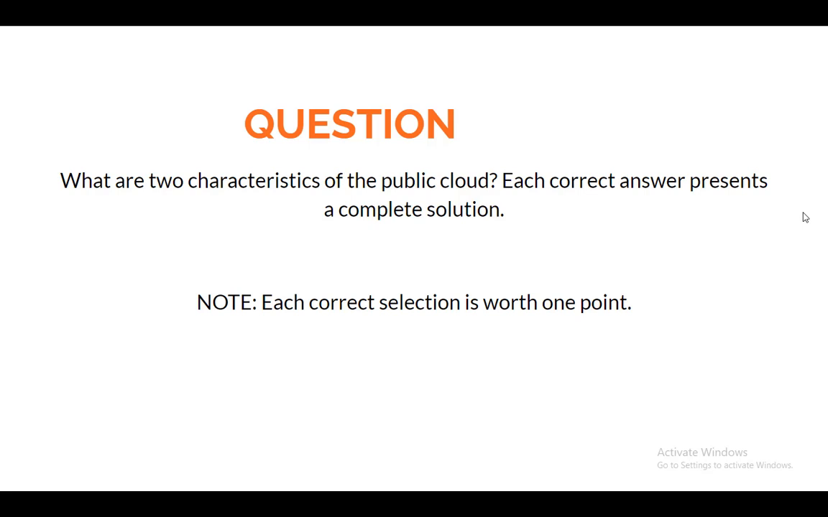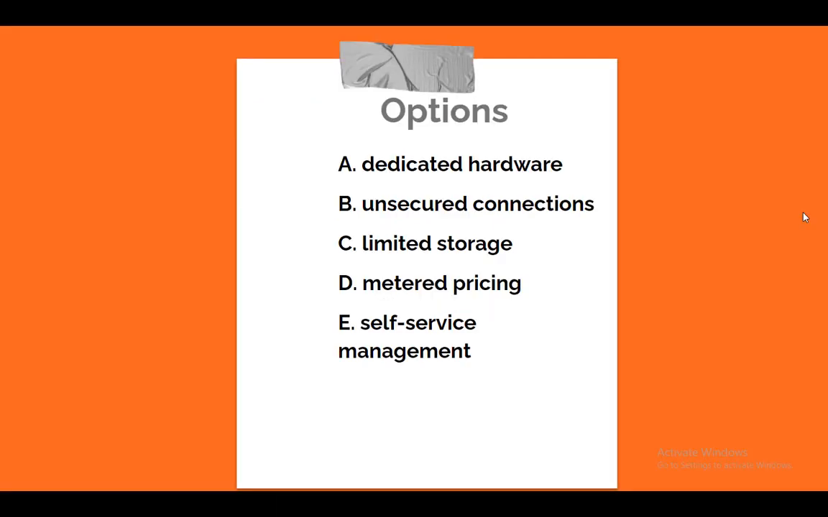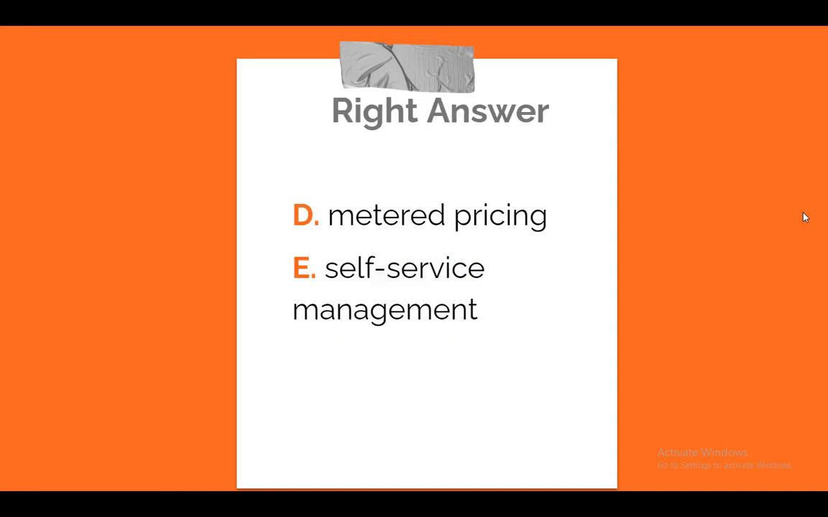Next question. What are 2 characteristics of the public cloud? Each correct answer presents a complete solution. Note: each correct selection is worth 1 point. And here are the options. Option A, dedicated hardware. Option B, unsecured connections. Option C, limited storage. Option D, metered pricing. Option E, self-service management. And the correct answer is option D, metered pricing, and option E, self-service management.